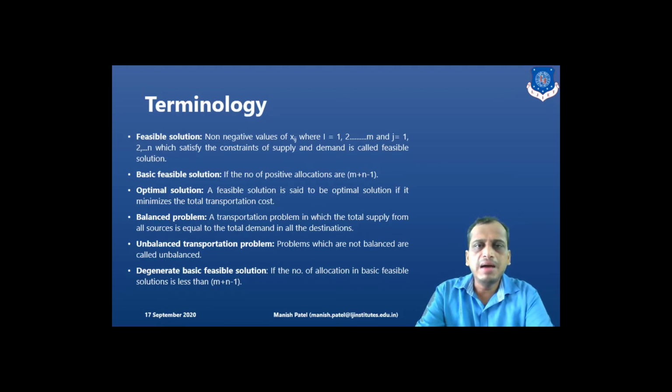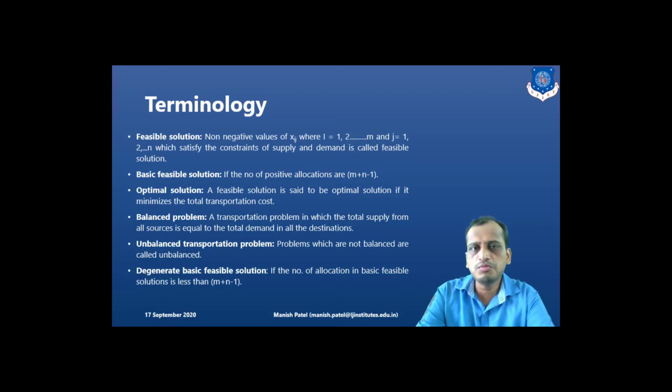Now, a balanced problem is when the supply and demand are equal, right? Total supply of all sources is equal to total demand of all destinations. Then it is a balanced problem. If it is not, then we have to add a dummy column or dummy row, on the supply side or demand side, to balance the problem. In that case, it is known as an unbalanced problem.